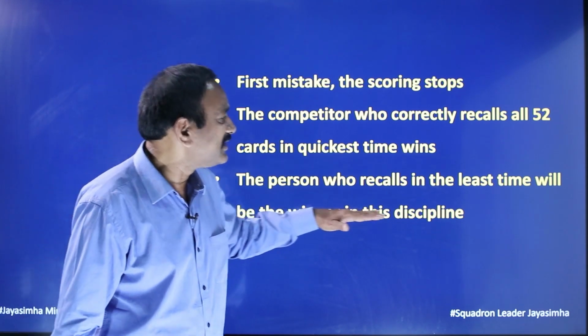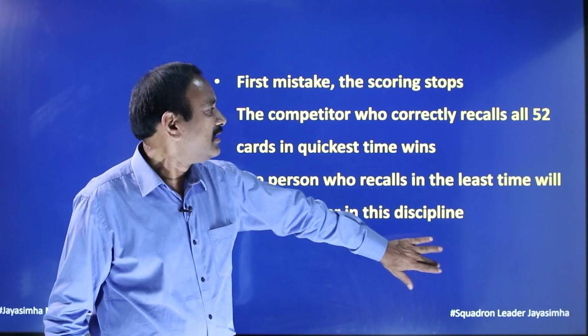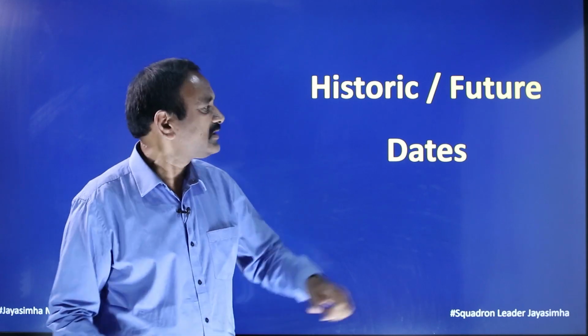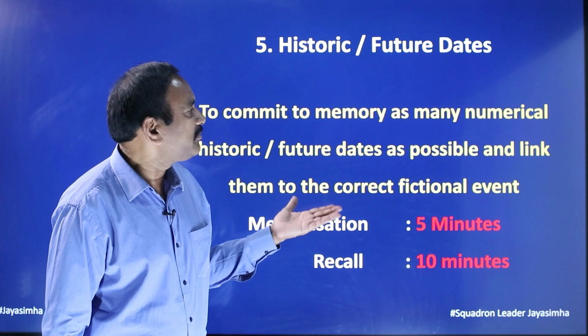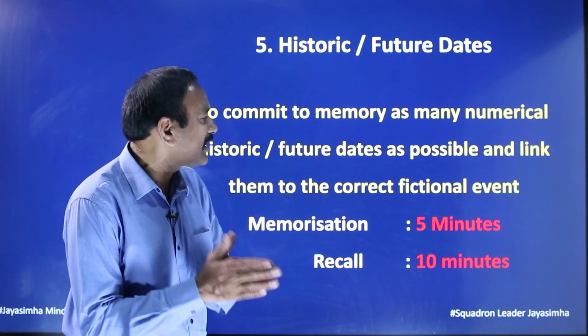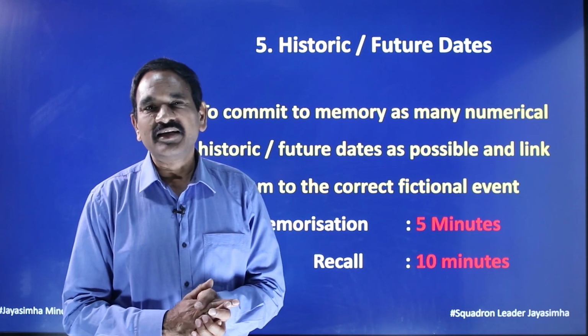The person who recalls in the least time will be the winner in this discipline. So this is what it is, right? And the last discipline, historic and future dates. What is this? To commit to memory as many numerical historic and future dates as possible and link them to the correct fictional event. This is what we are doing in school and college, yes or no?